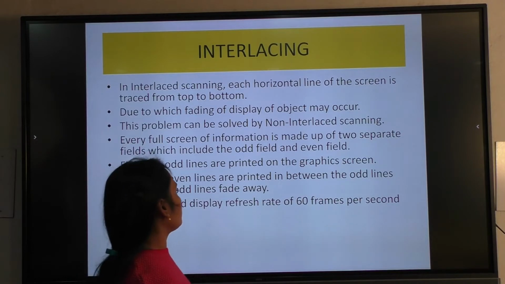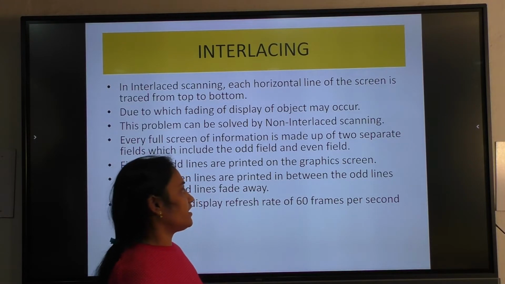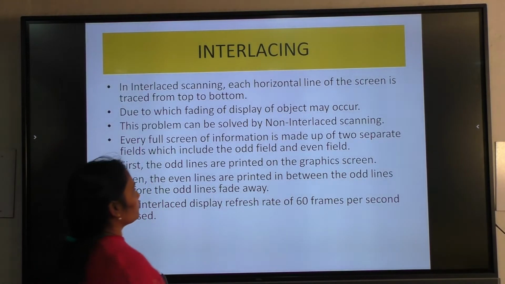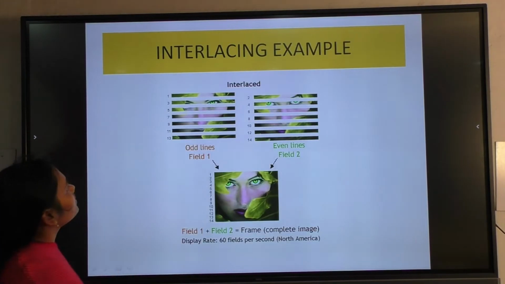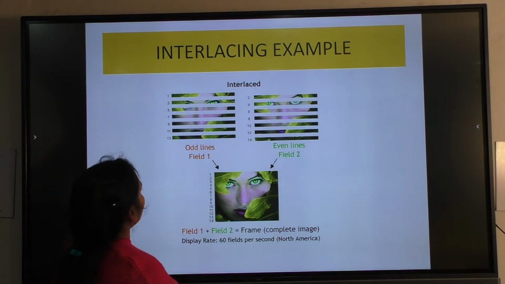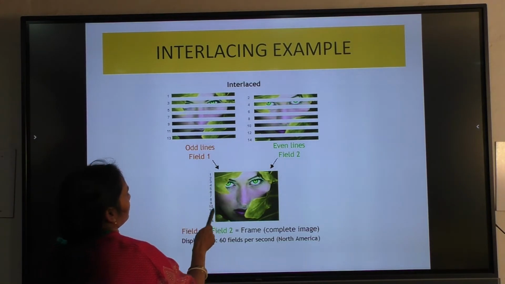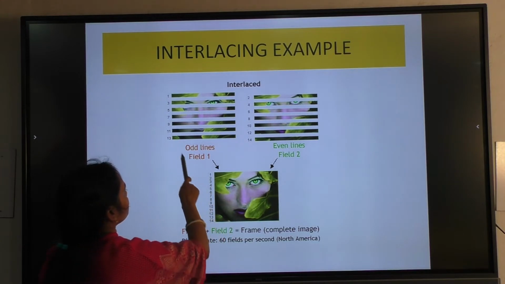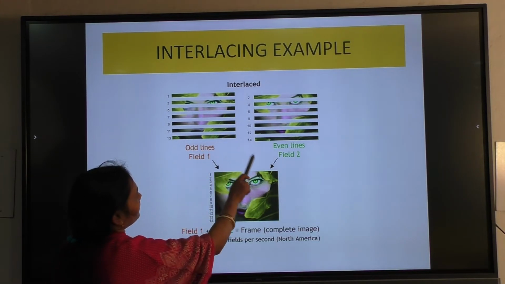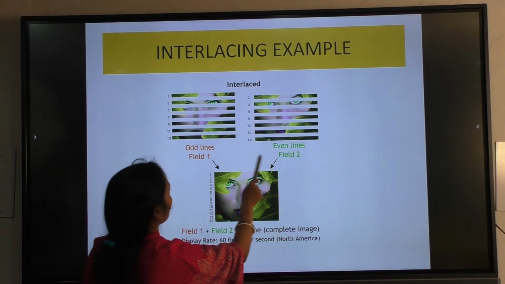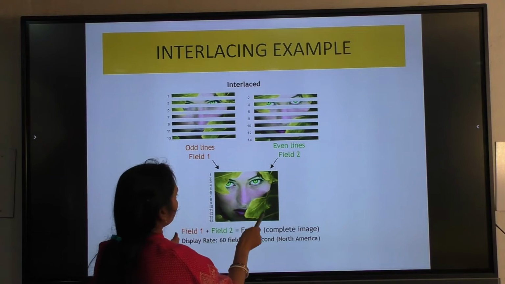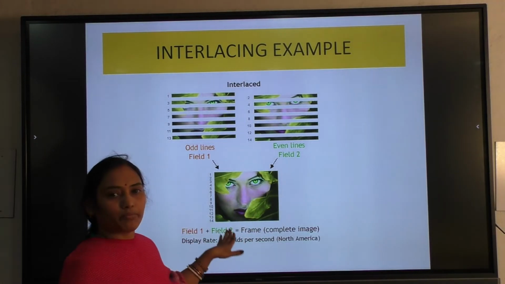For interlaced display, a refresh rate of 60 frames per second is used. In this diagram, the actual image is this one, but when it is scanned, first the odd lines are scanned, then the even lines are scanned. When we merge these odd lines and even lines, we will get the full picture or complete image.